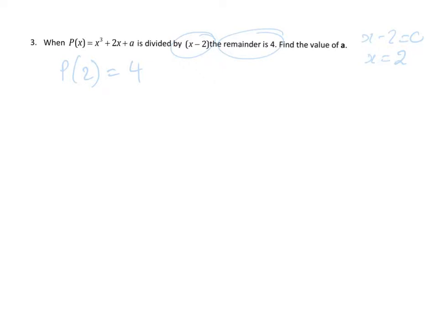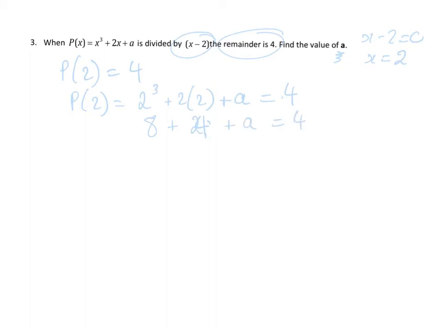So it's getting all of the information out of the question first, and the question is asking us to find a. So let's substitute what we've got in to our polynomial. So p of 2 is equal to 2 cubed plus 2 times 2 plus a, and we know that all of that is equal to 4. So 8 plus 4 plus a is equal to 4.